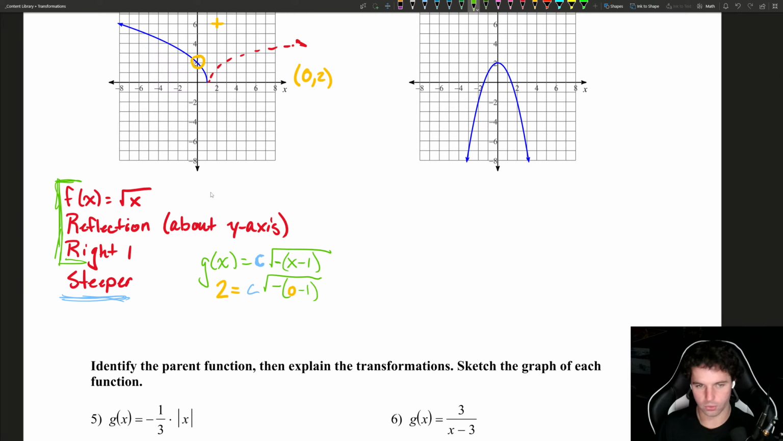Right? And then all we would do is solve for c. So 1 is going to be underneath the square root. Square root of 1 is just 1. So all this boils down to 2 is equal to our constant, right? So our function then would be g of x is equal to 2 times the square root of negative x minus 1.